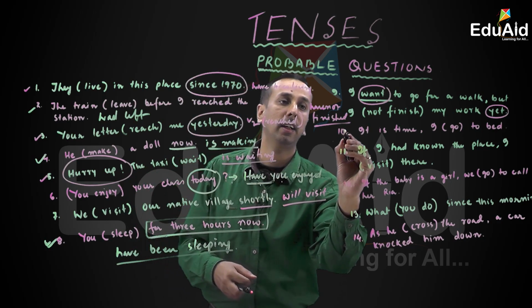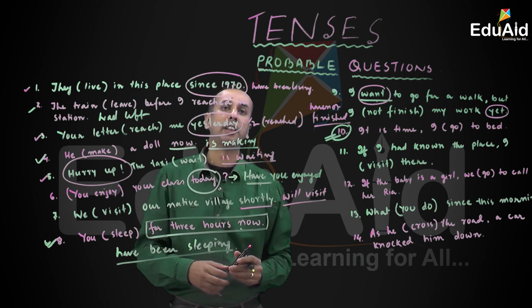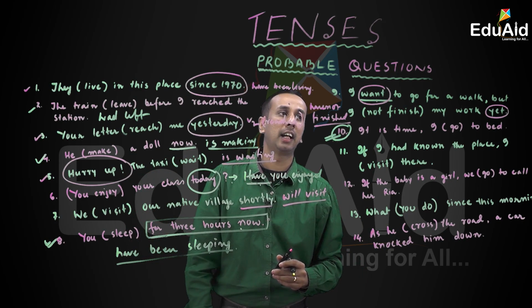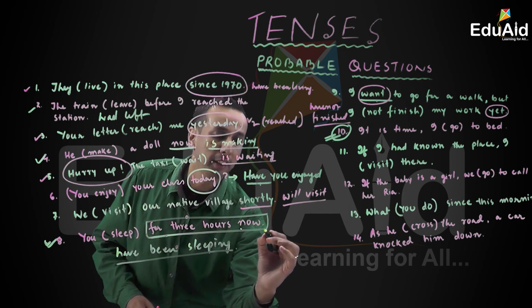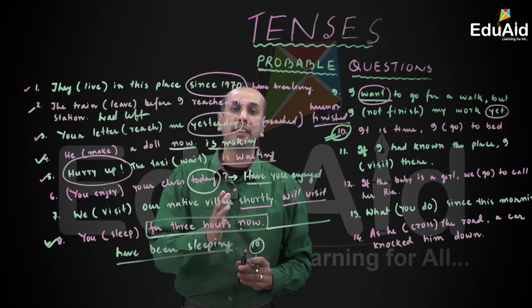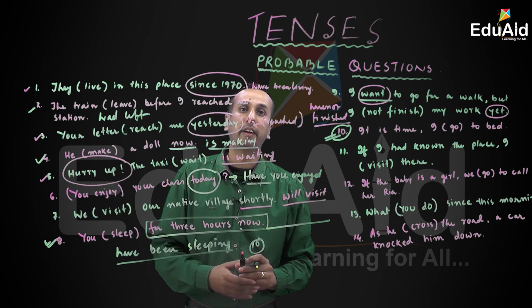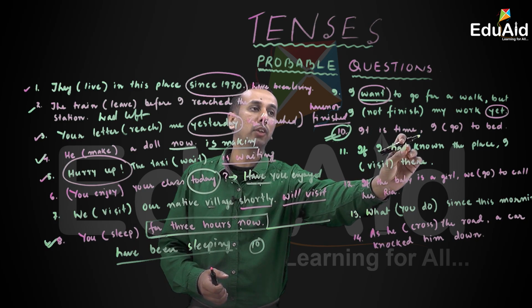Question number 10. Question number 10 is one of the unique features of English grammar. It is time I go to bed. For question number 10, I'm just giving you a very significant note which you can refer to while you solve questions like that. It is time I go to bed.